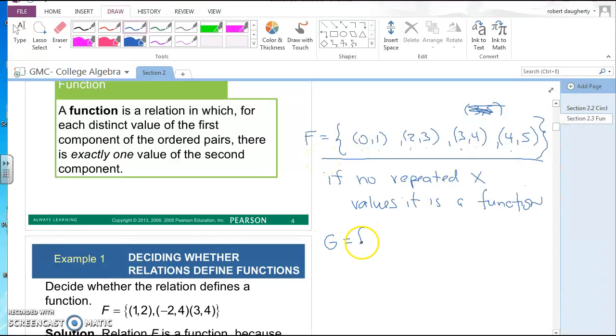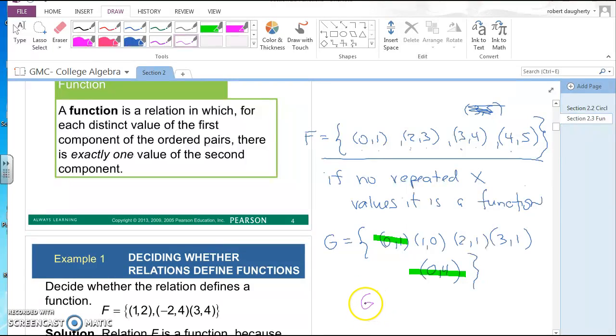Let's look at a function g that looks like this: (0, 1), (1, 0), (2, 1), (3, 1), and (0, 4). If I look at this relation g, this will not be a function, because I can tell that I've got repeated x values. That 0 is repeated in the x twice. Or another way of thinking about it is when you input 0, you get a 1 and you get a 4. So you're not getting that one value. So this tells us that g is not a function.